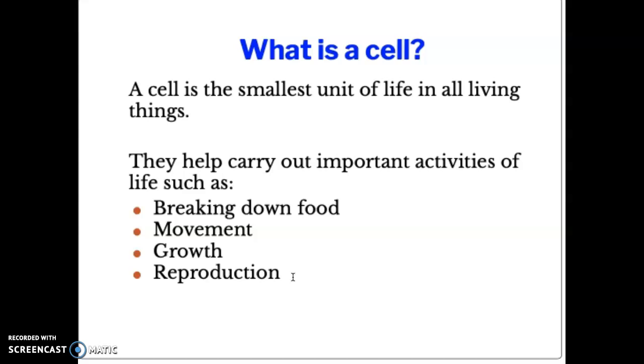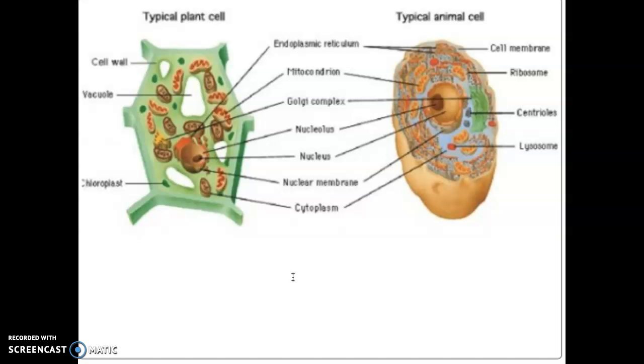Now, basic cells look something like this. In a cartoonish version, we have an animal cell on the right, we have a plant cell on the left, and there are tiny little structures in the cells that do different jobs. We're going to be learning about some of these structures in the near future, at least some really important structures that carry out very major jobs in the cell.